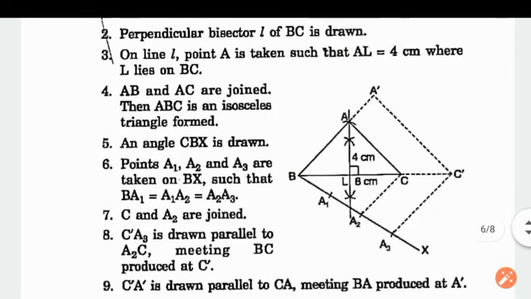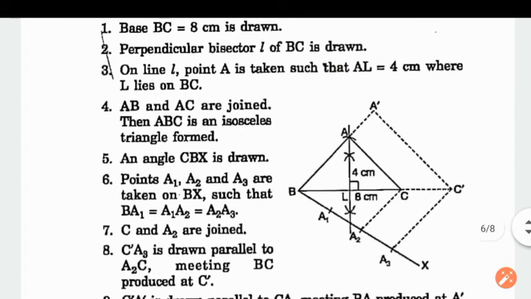Done. Now we are required to draw another triangle whose sides are 3 by 2 times the corresponding sides of the given isosceles triangle. So what is the scale factor by the question? By the question the scale factor is 3 by 2, right? In the previous video I have solved this type of question. Now here the scale factor is 3 by 2. Now tell me which one is greater, 3 or 2? It is obvious 3 is greater.